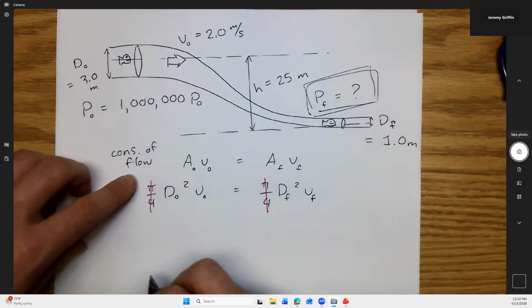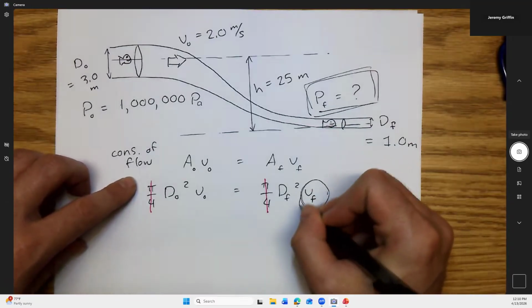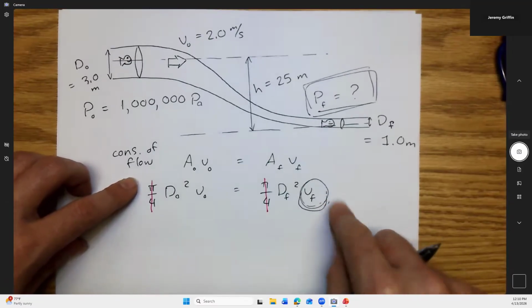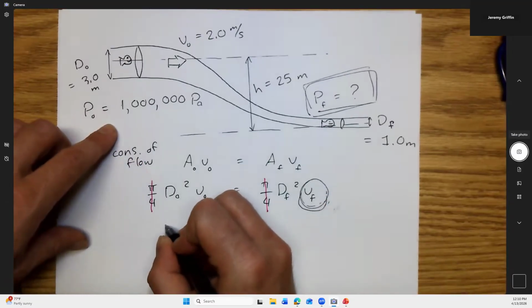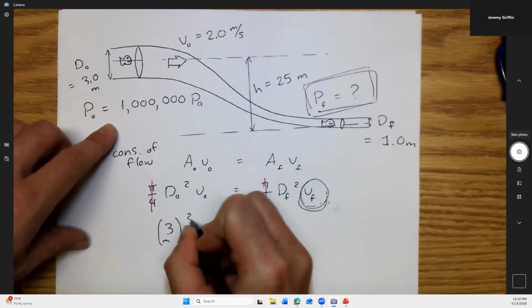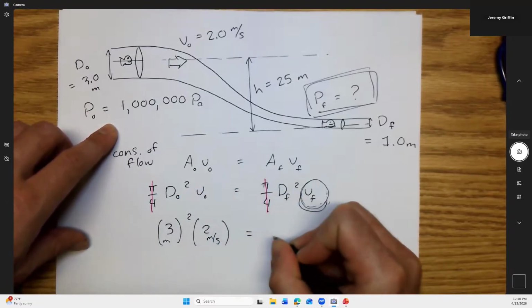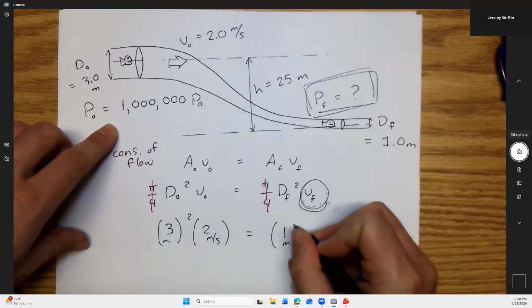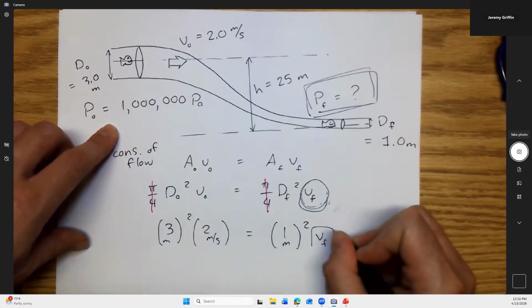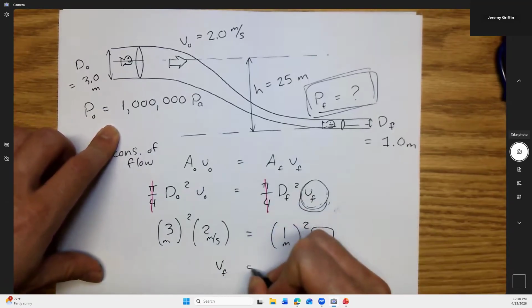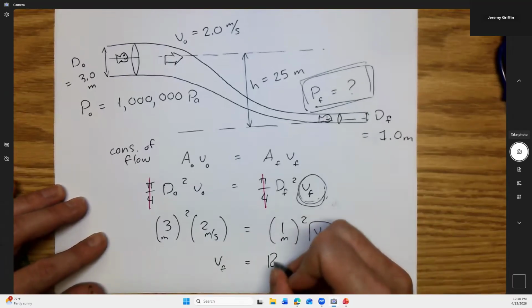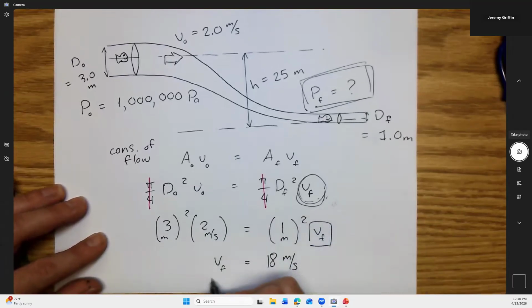Now, I'd really like to know at this point how fast the water is going through the skinny pipe. So let's do this. We got 3 meters squared times 2 meters per second equals 1 meter squared times v final. So what's my v final? 18. Yeah, 18 meters per second.